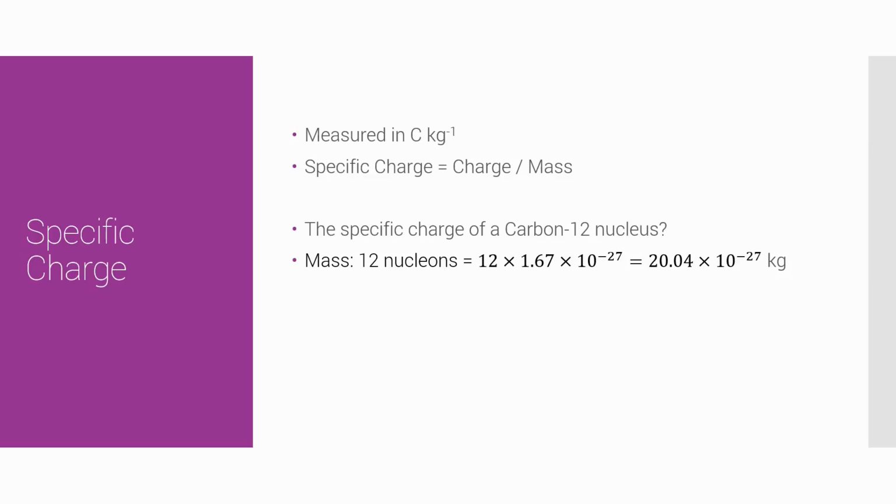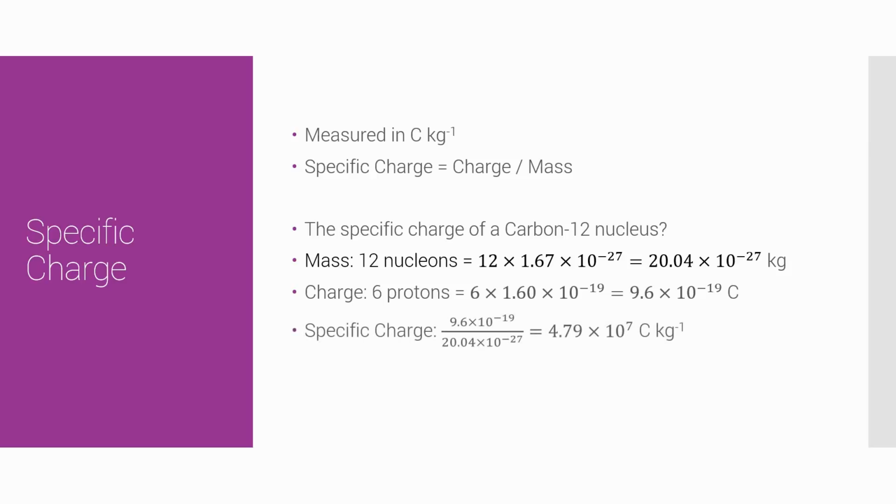Next, let's calculate the charge. Because this is just the nucleus, we don't take into account the electrons, okay? So there are 6 protons in the nucleus, so that's 6 times the charge of a proton, which is 1.6 times 10 to the minus 19. That value will also be given to you in the datasheet. The charge of an electron is obviously the same thing, but minus. And that equals 9.6 times 10 to the minus 19 coulombs. Now to calculate specific charge, we just divide the charge by the mass, which gives us the resulting 4.79 times 10 to the 7 coulombs per kilogram.